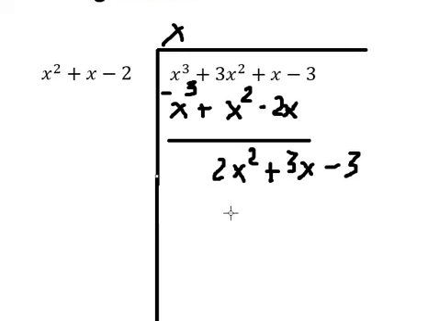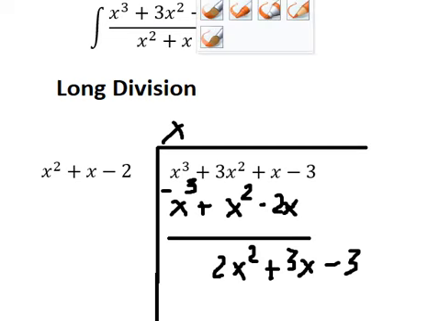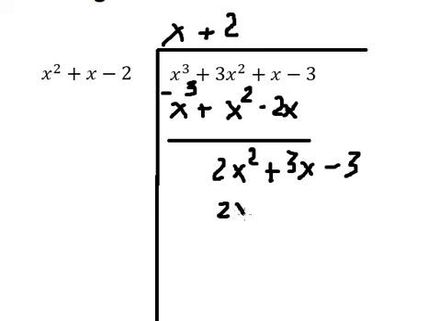Next, because we have 2s squared over s squared, that means we need to multiply by 2. So 2 with s squared, we have 2s squared. 2 with s, we have 2s. 2 with negative 2, we have negative 4.